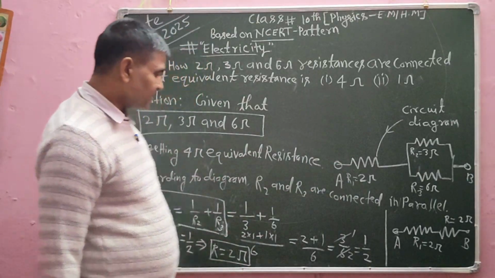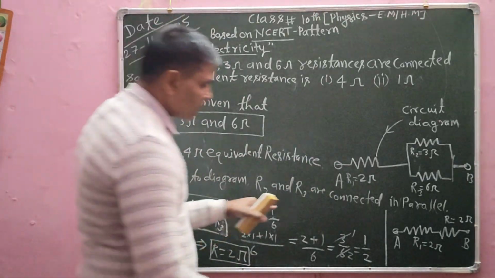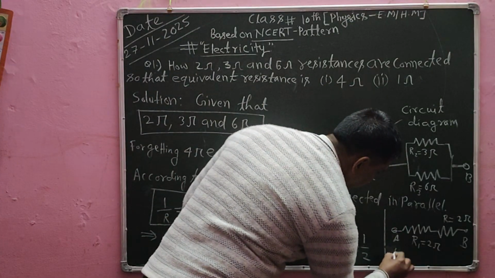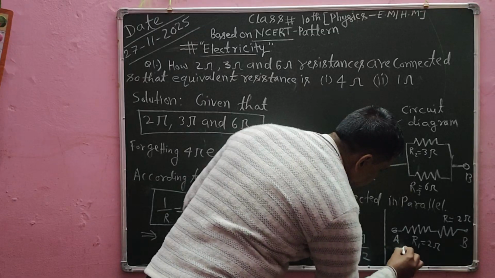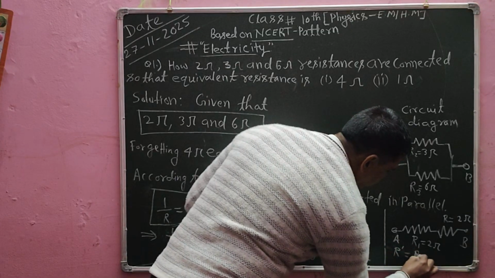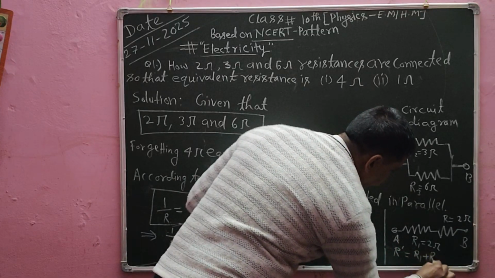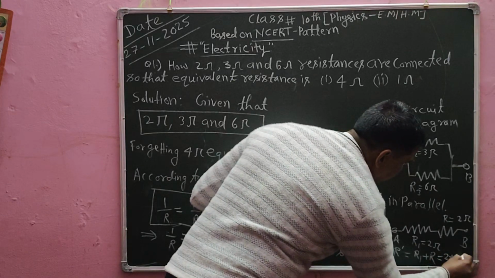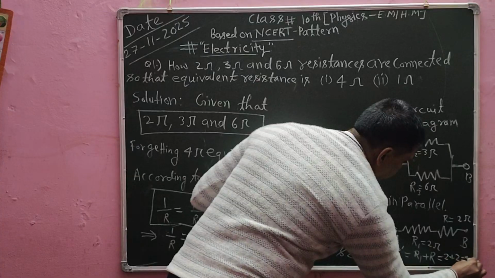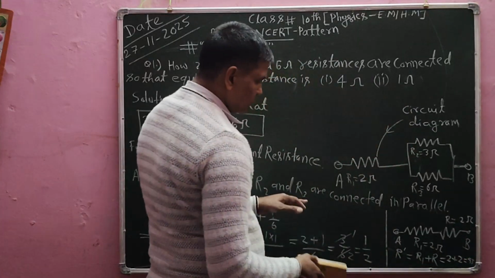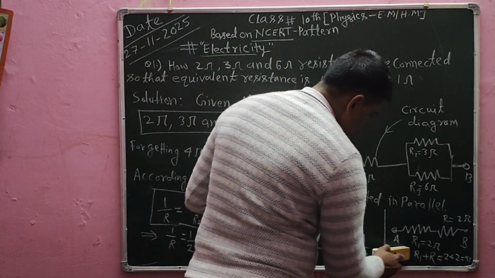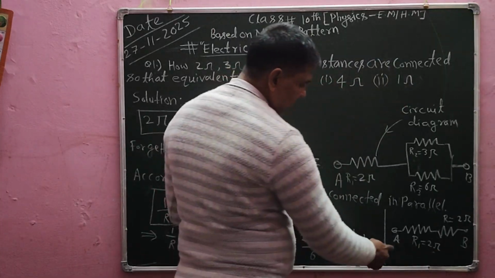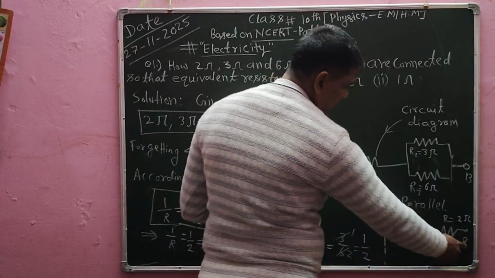Okay, so I will say according to concept I can write here R dash, which is equal to R1 plus R. So 2 ohm plus 2 ohm, I can write here 4 ohm properly. Okay, so this solution I will give later. Okay, so this is the node A and this is the node B.